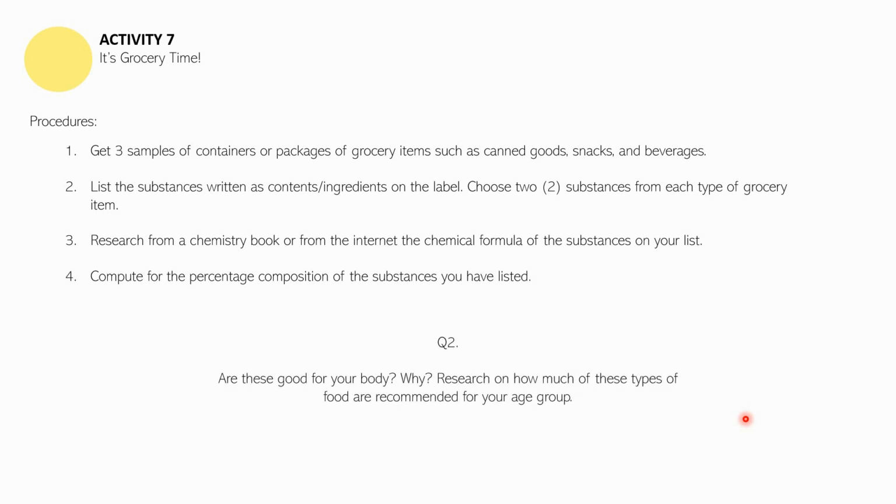So are these foods, yung mga na-mention natin from question number 1, and are your answer from question number 1? Are these food items good for your body? So why? Now you have to do some bit of a research on how much of these types of food are recommended for your age group. So since you are going to search for something over the internet, you can pause this video now.